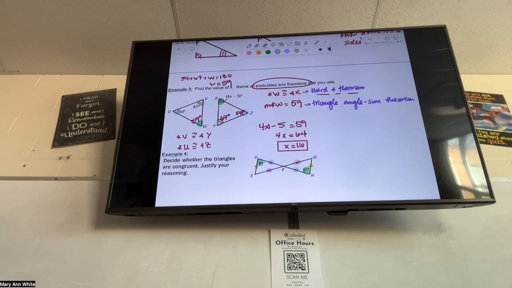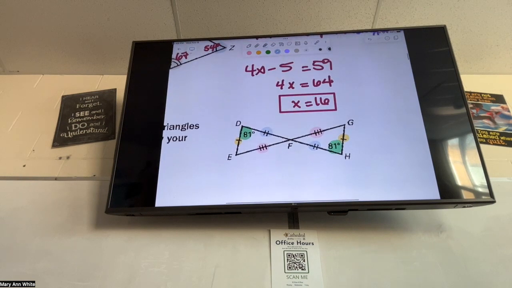We have to figure out if all of the angles are congruent. So we know D and H are. Are there any other angles that are not marked as congruent that we should know? Yeah. Angle F. Good. Those two angles at F.